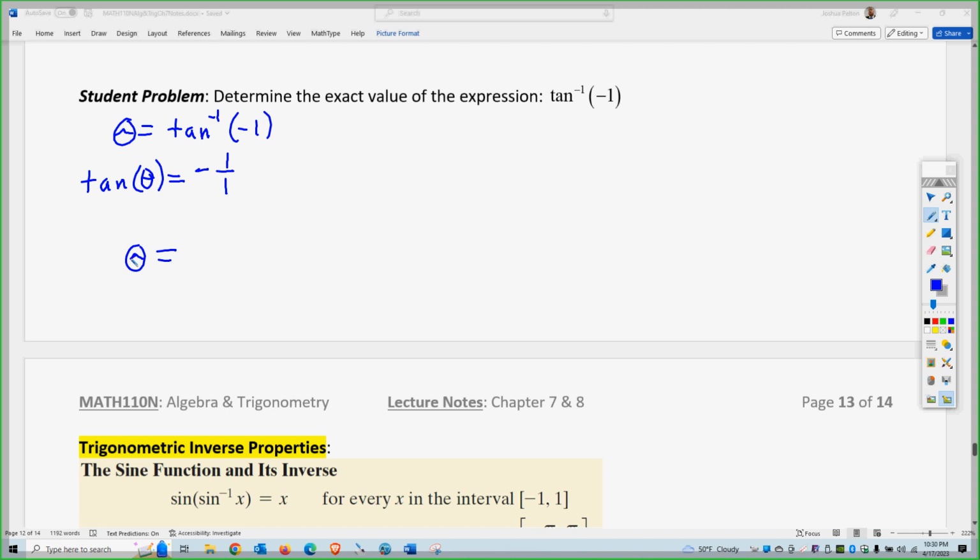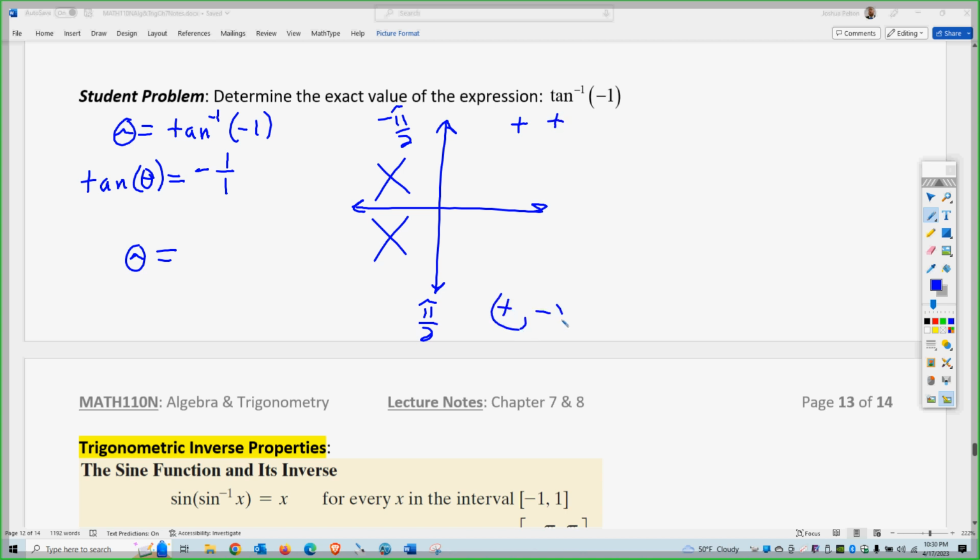Okay, well, if I think about the unit circle here, I'm between negative pi over 2 and pi over 2, right? Which means I can't go over here anywhere. I'm stuck over in the first and fourth quadrants, which is positive positive and the positive negative. So in fact, I must be in the fourth quadrant because I have a -1, right? It cannot be in the first quadrant because that's positive positive. So in fact, I end up being -45 degrees as my angle.